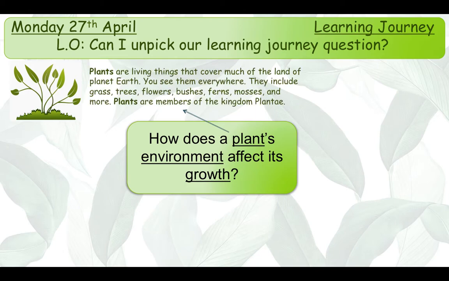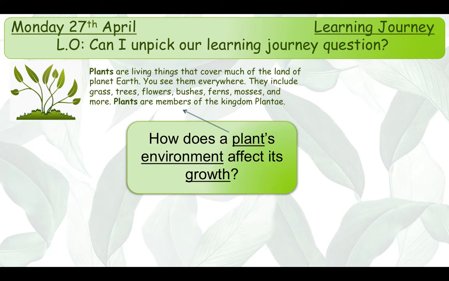Here's my ideas. So I've said plants are living things that cover much of the land of planet Earth. You see them everywhere. They include grass, trees, flowers, bushes, ferns, mosses and more. Plants are members of the kingdom Plantae. Now, all living things on Earth can be split into 5 different kingdoms, and plants are put into the kingdom Plantae. So there's a little bit of extra knowledge if you didn't know that already.